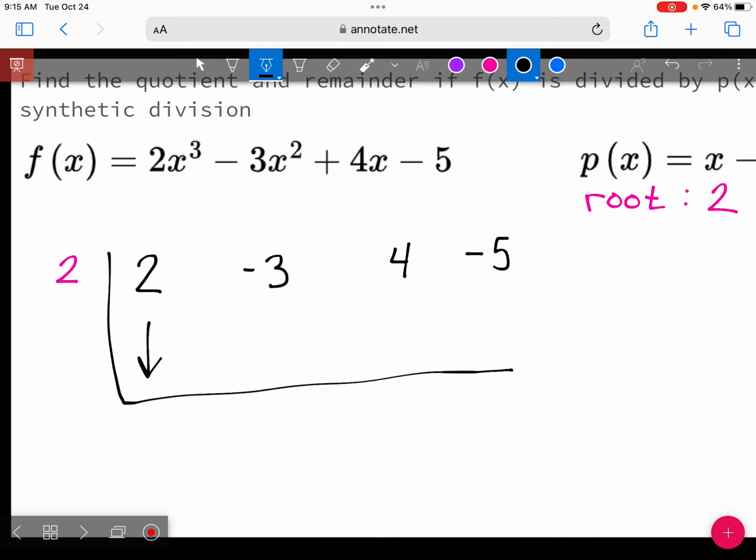First term always drops for synthetic division. What's going to go over here? 4. 2 times 2, giving us 4. Adding down in our columns, negative 3 plus 4.